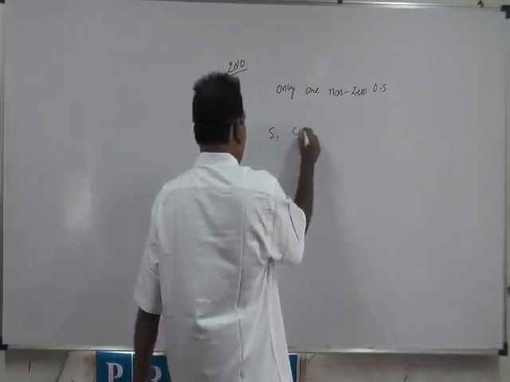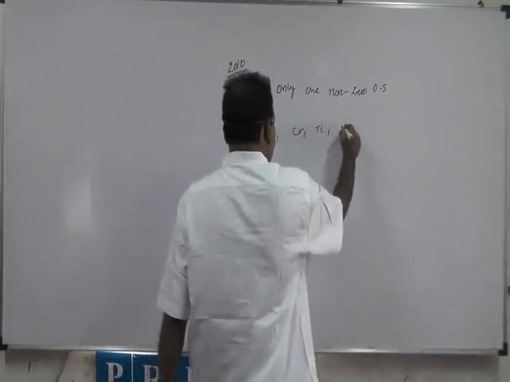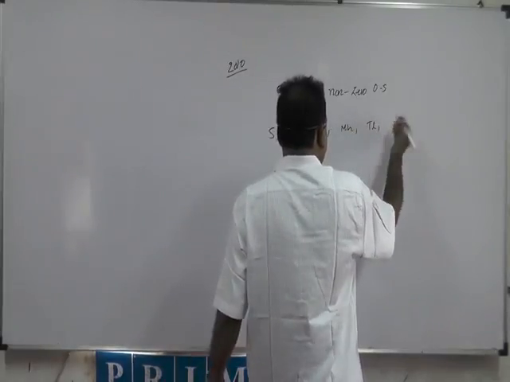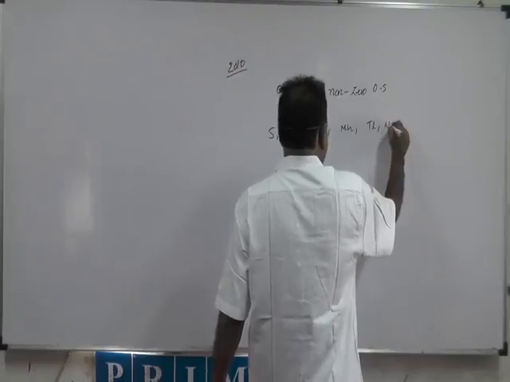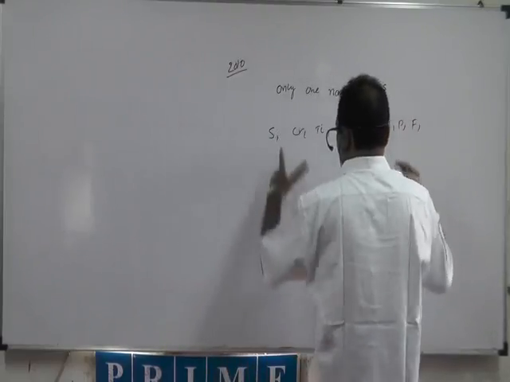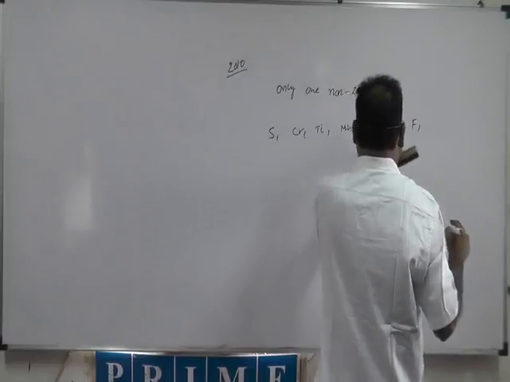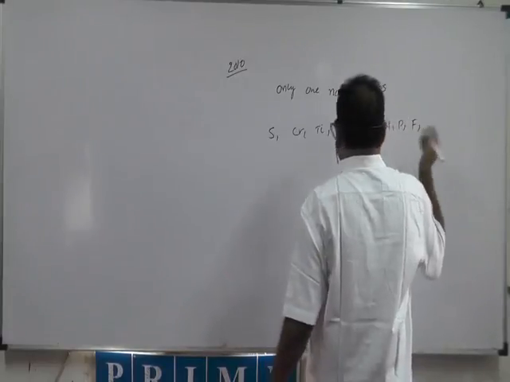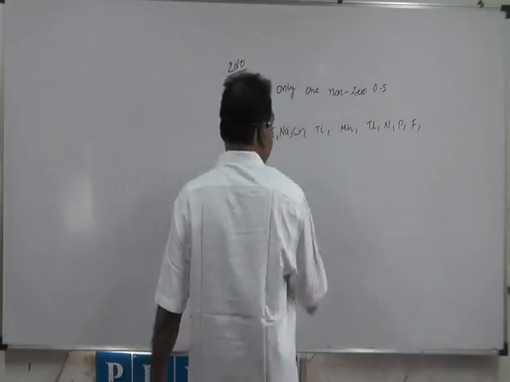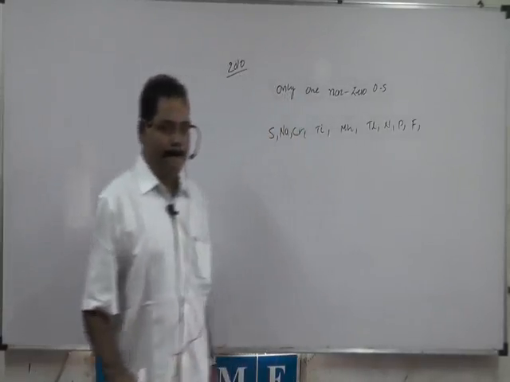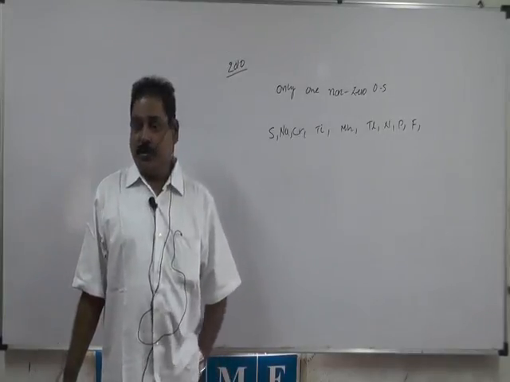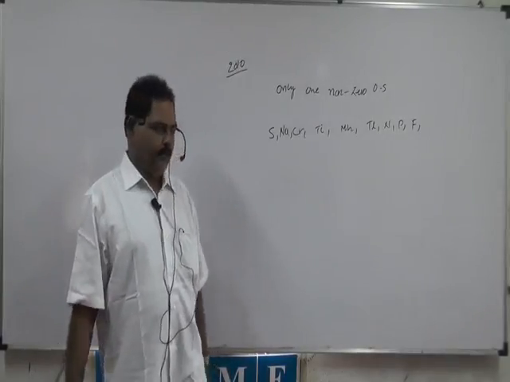Directly asking from the list: sulfur, chromium, titanium, manganese, thallium, maybe nitrogen, phosphorus, fluorine, sodium, as the other. How many of the following are fixed? Which two? Sorry, sodium and? Two is the answer.